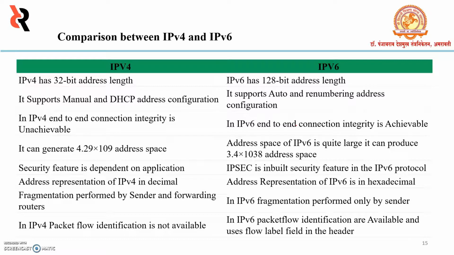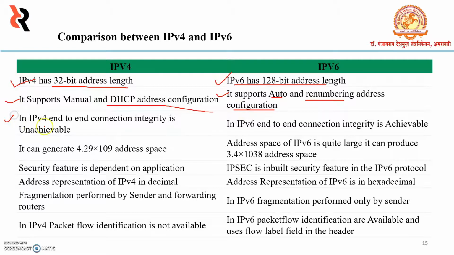Okay, let us see the comparison between IP version 4 and IP version 6. We can compare them in different manners related to the IP format, packet format, then speed, like this. First, there are a number of different comparison points. We'll see them one by one, in short. IP version 4 has a 32-bit address length, and IP version 6 has a 128-bit address length. IPv4 supports manual and DHCP address configuration, and IPv6 supports auto as well as renumbering address configuration.